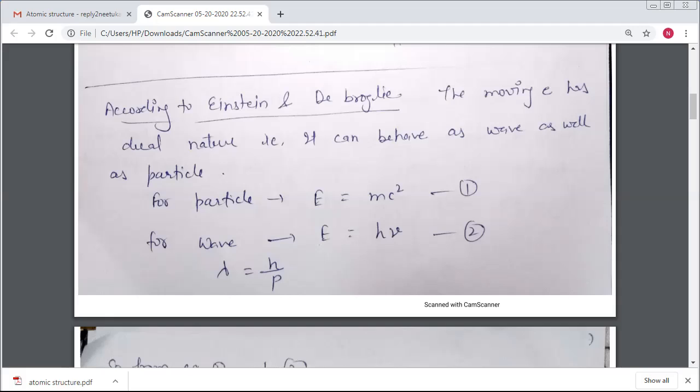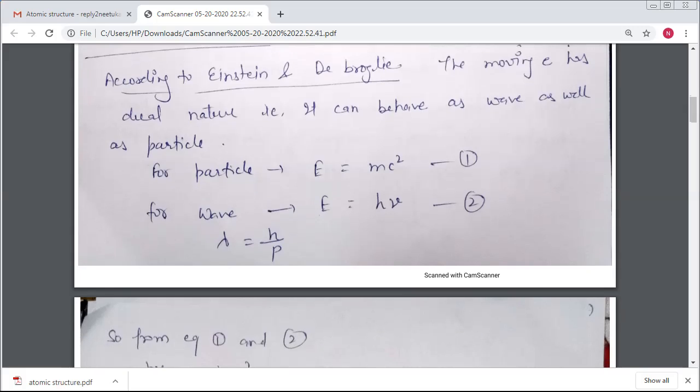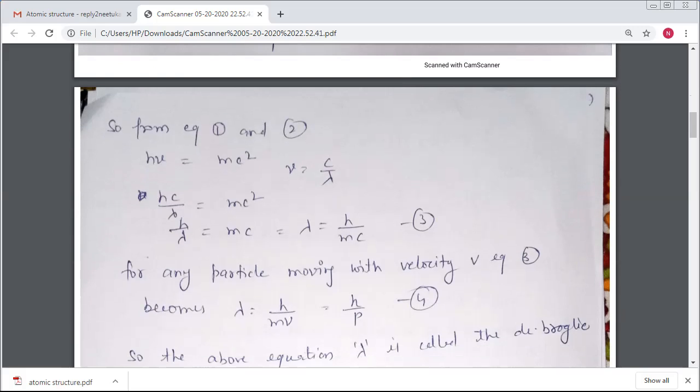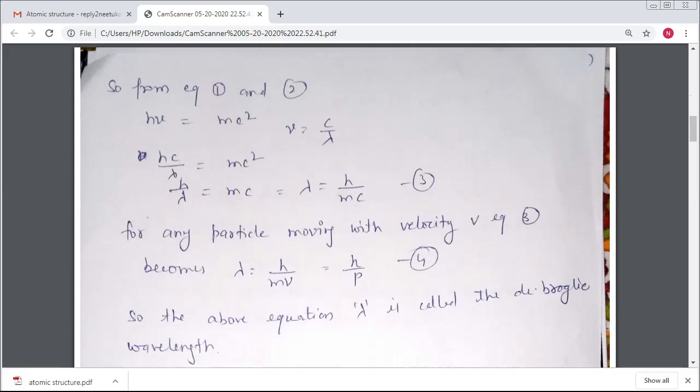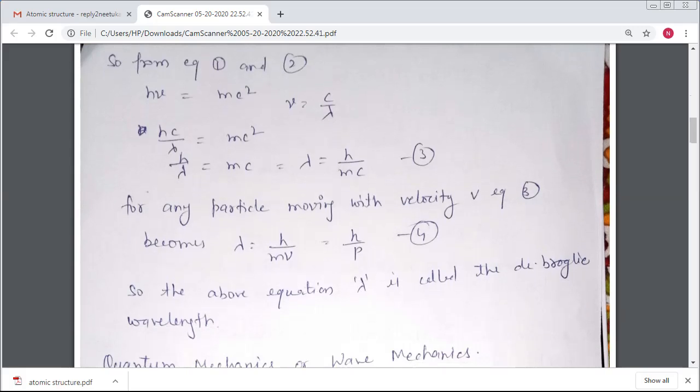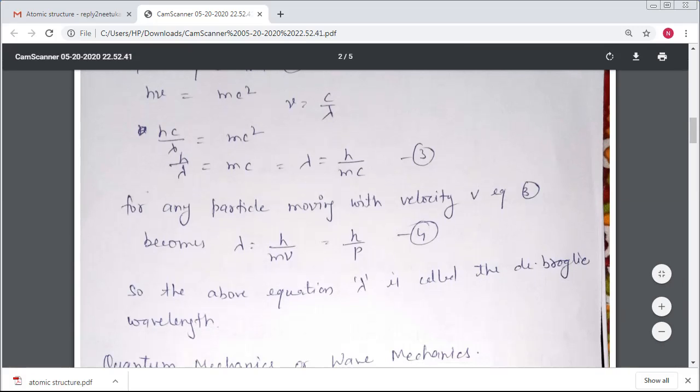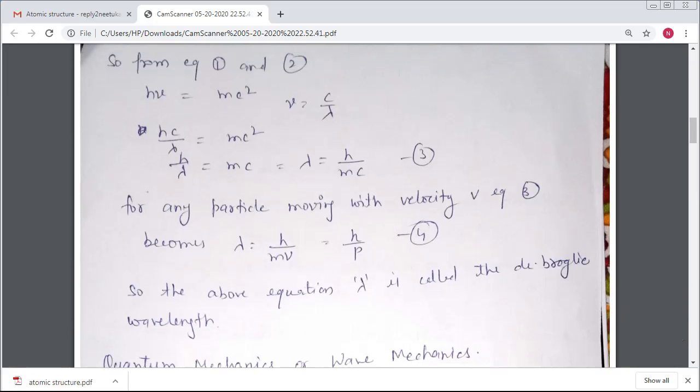And if it behaves as a particle, then E is equal to mc square, where m is the mass of the electron and c is the velocity. So from the equation between the first and the second, we find that lambda is equal to h upon mc, where lambda is the wavelength. For any particle moving with velocity v, the equation becomes lambda is equal to h upon mv, which is h upon p. So now we know all the things about the atomic structure.